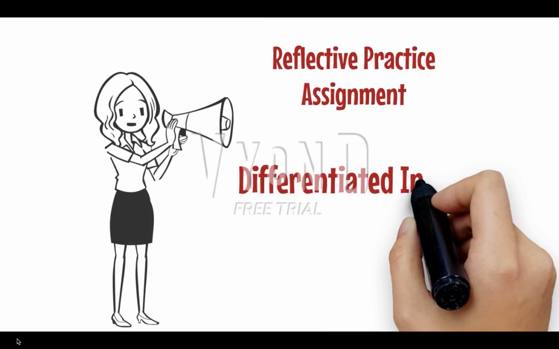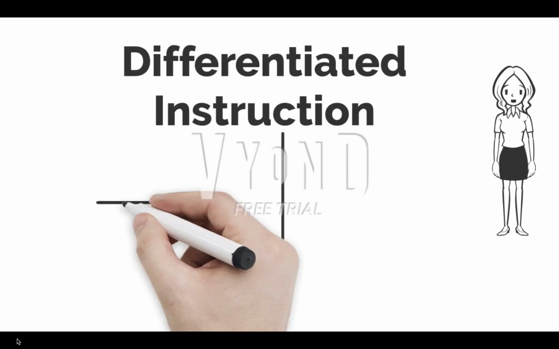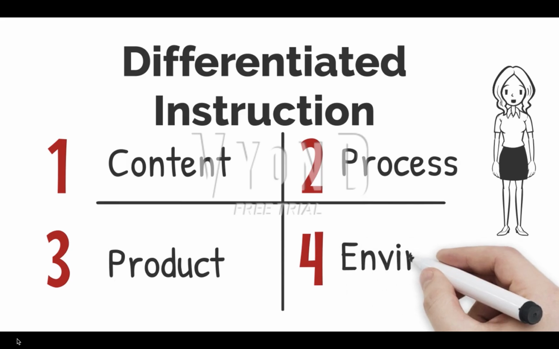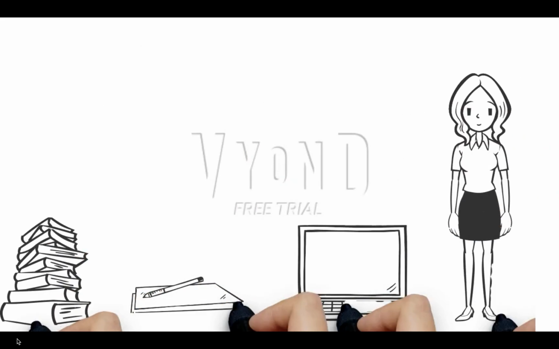Reflective practice assignment. Differentiated instruction within community placement. As we know, differentiated instruction can occur through 4 elements. This being content, process, product, and the environment.